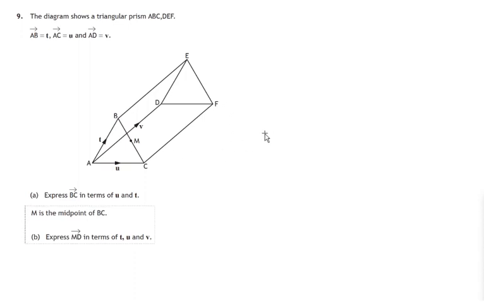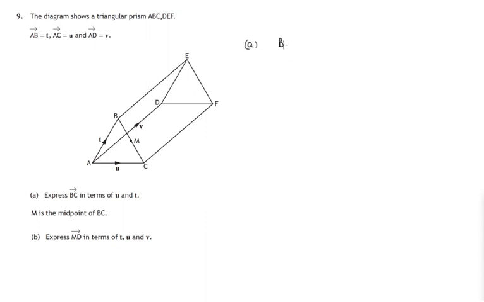It's a three-dimensional representation of a triangular prism, and we've got various vectors represented by some of the lines in this drawing. First of all then, we're asked to express BC, that's travelling from B down to C, in terms of the vectors u and t.